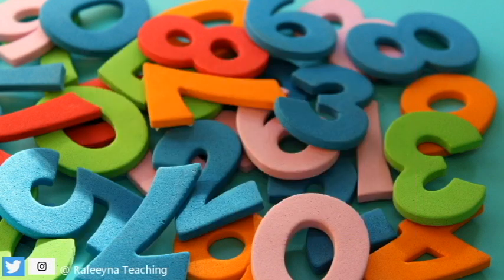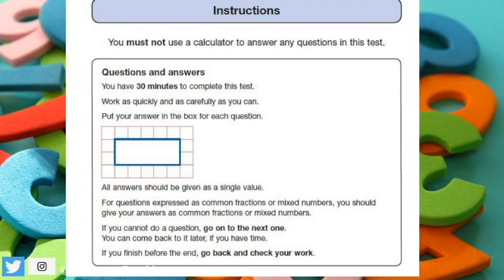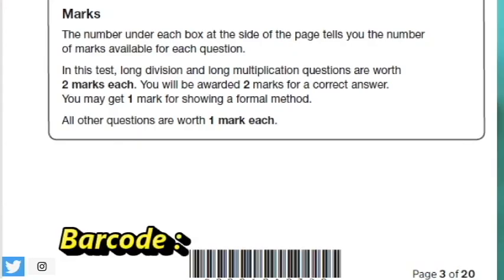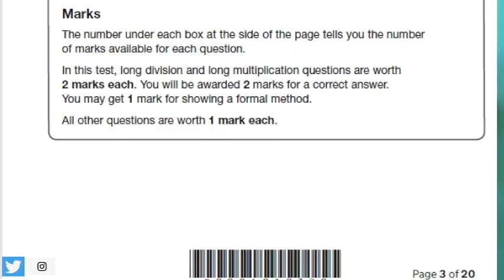In this test, you must not use a calculator to answer any questions. You have 30 minutes to complete this test. Work as quickly and as carefully as you can, and put your answer in the box for each question. If you cannot do a question, go on to the next one, and if you finish before the end, go back and check your work. I want to draw your attention to the barcode at the bottom of the page. Ensure you don't write on this barcode.